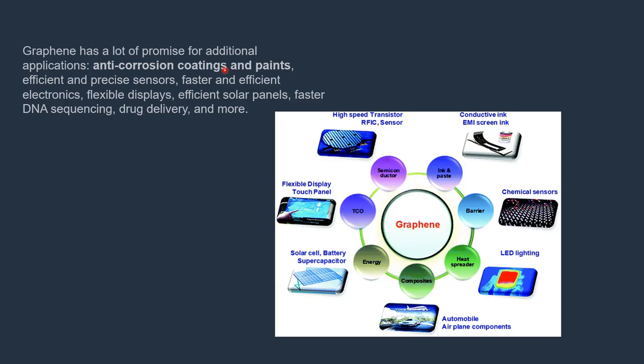And it is an efficient and precise sensor, faster and efficient, and it can be used in electronics, flexible displays, even the top layer of a solar cell, and faster DNA sequencing. It can also be used to transfer drugs. So there are many uses for this graphene.